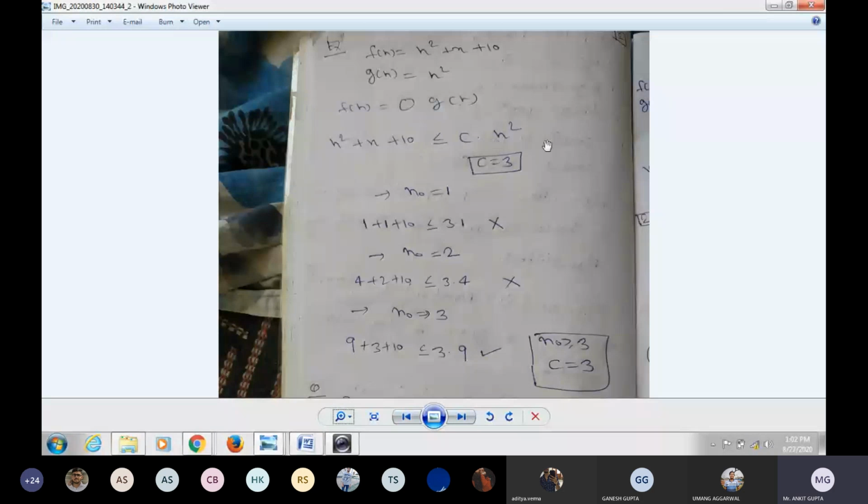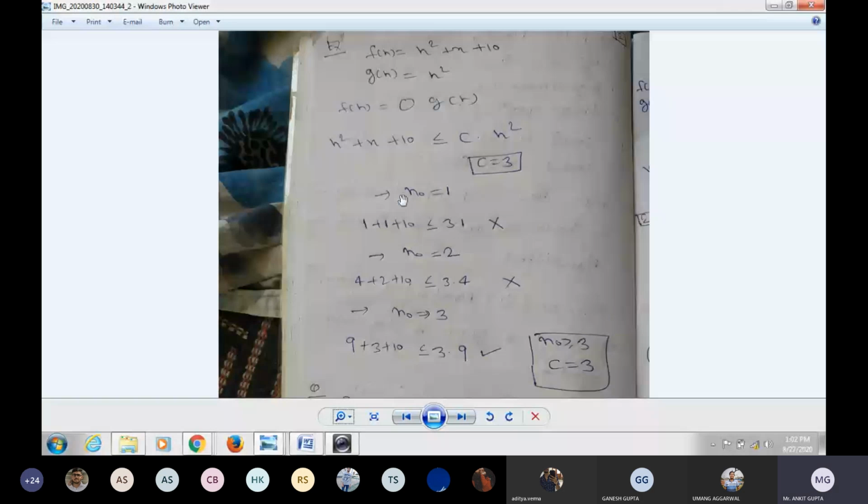So I have to find out what should be the value of C and what should be the value of n naught that satisfies the condition. The condition is n square plus n plus 10 less than equal to C into n square. Suppose I take n naught is 1 and C is 3. Here n naught is n, you can say that. So is the condition true here?